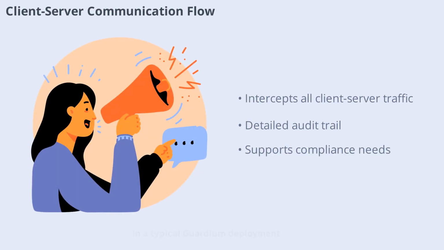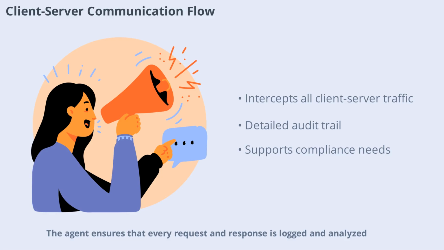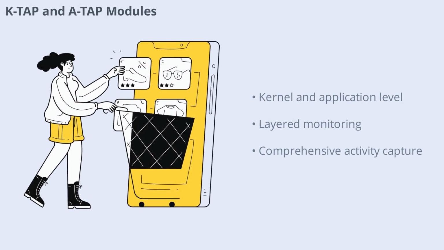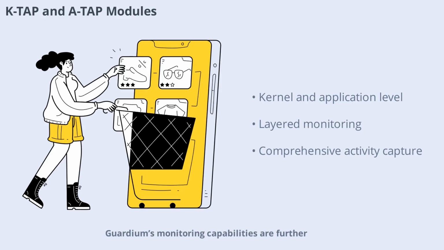In a typical Guardium deployment, the database client requests information from the server, but all communications are intercepted by the STAP agent. The agent ensures that every request and response is logged and analyzed, providing a detailed audit trail. This setup is crucial for compliance and forensic investigations, as it captures the full context of database interactions without disrupting normal operations.